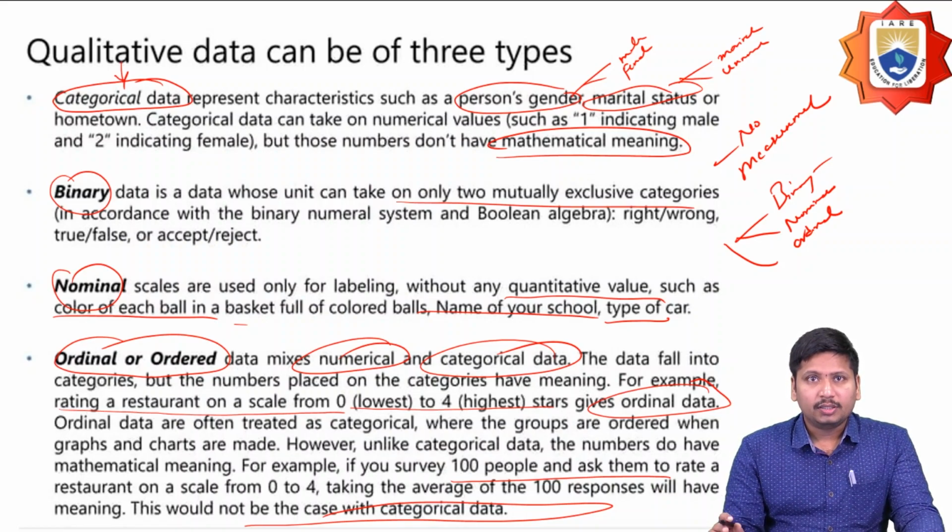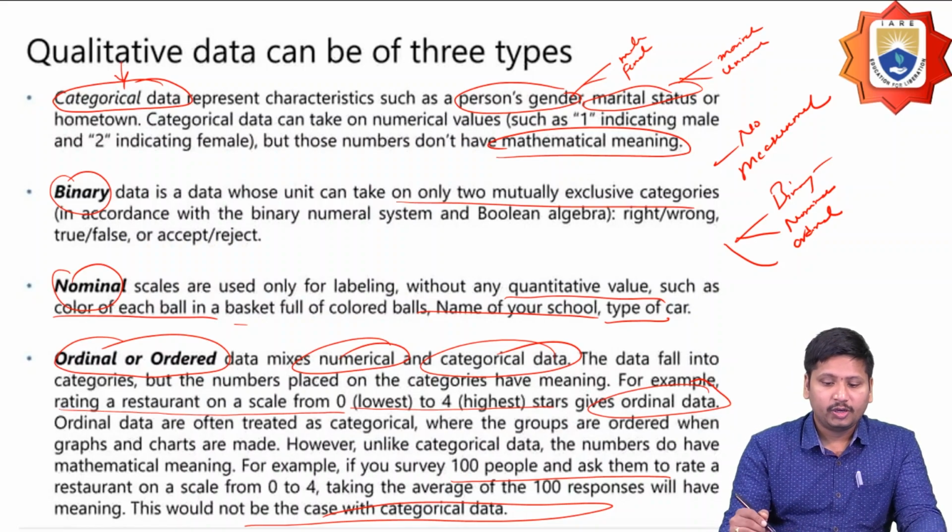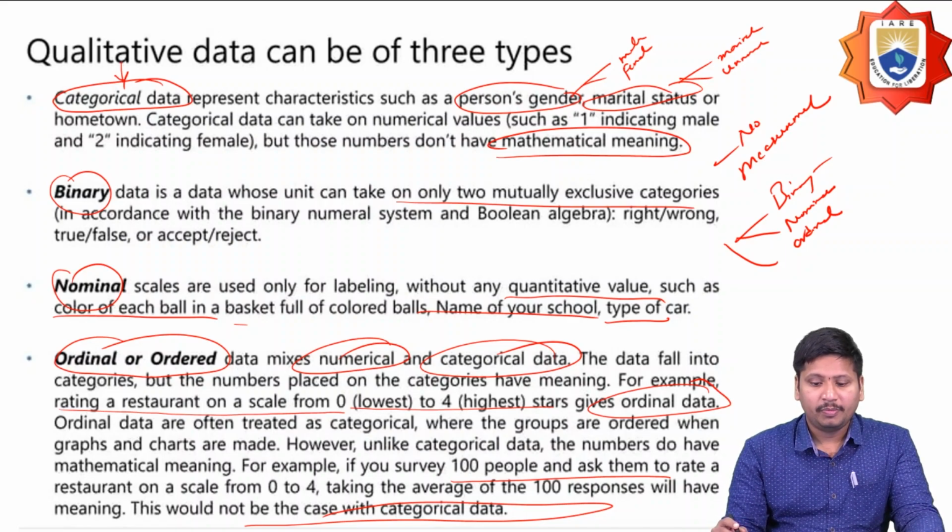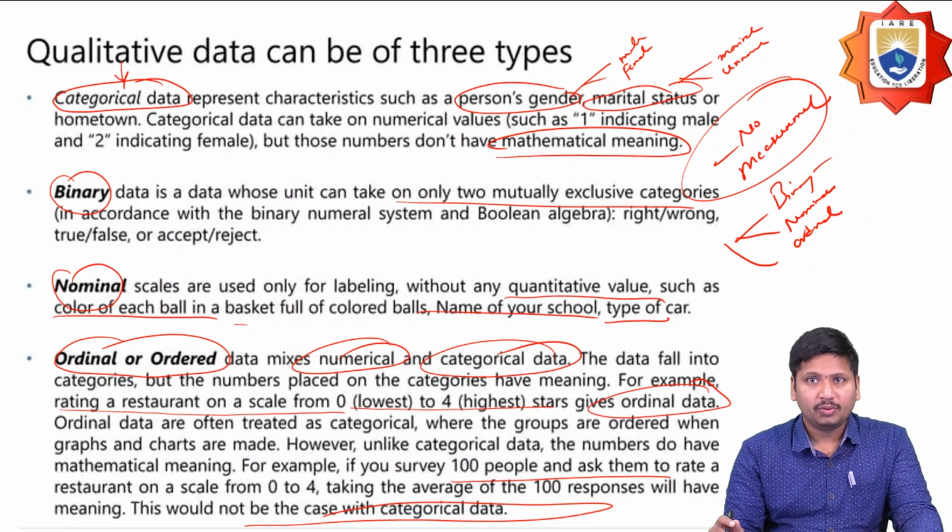Okay, so qualitative data comes in different types. Categorical data, a synonym here, lets you describe particular characteristics of a person, such as gender, marital status, and hometown. These are examples of qualitative data, where we have no measurements. Binary data is data whose unit can take only two mutually exclusive categories, in the form of Boolean values, right or wrong, true or false, accept or reject.